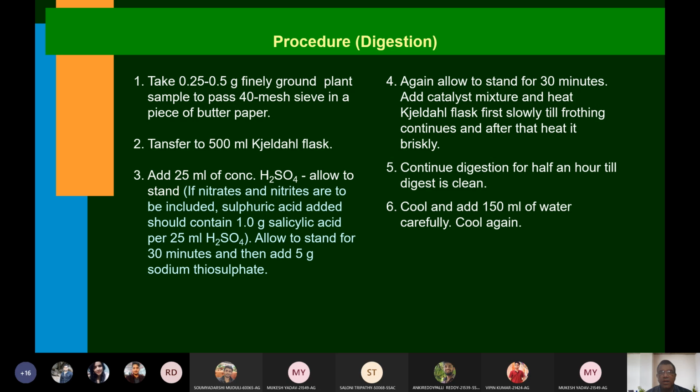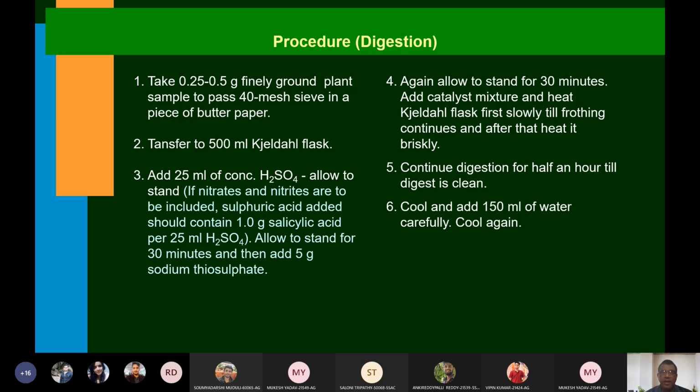So in this case, how do we find that our sample has been digested? There should not be any impurity in the Geldal flask. It should be a very clean digest. It comes with experience, so people know when it is digested.